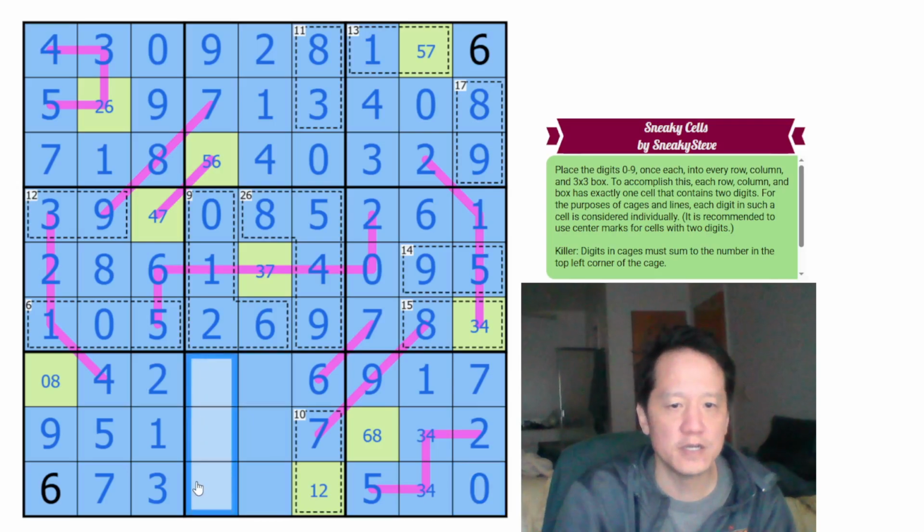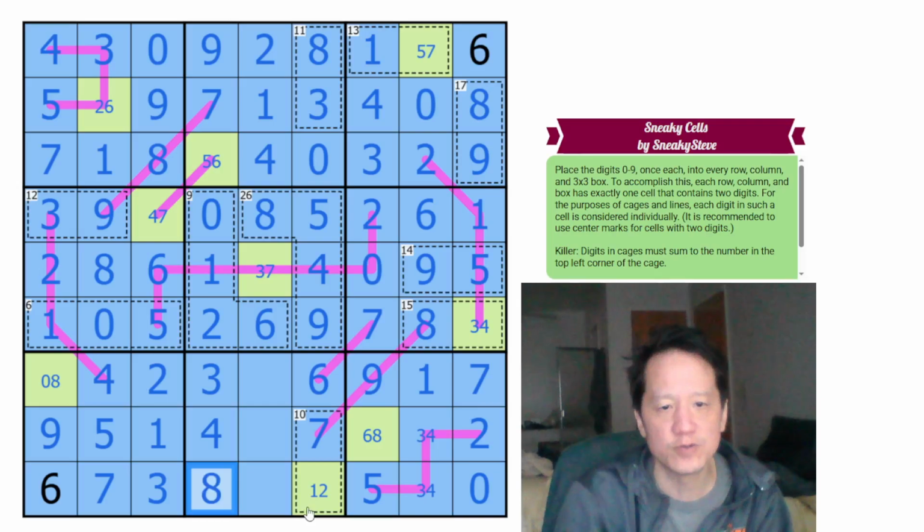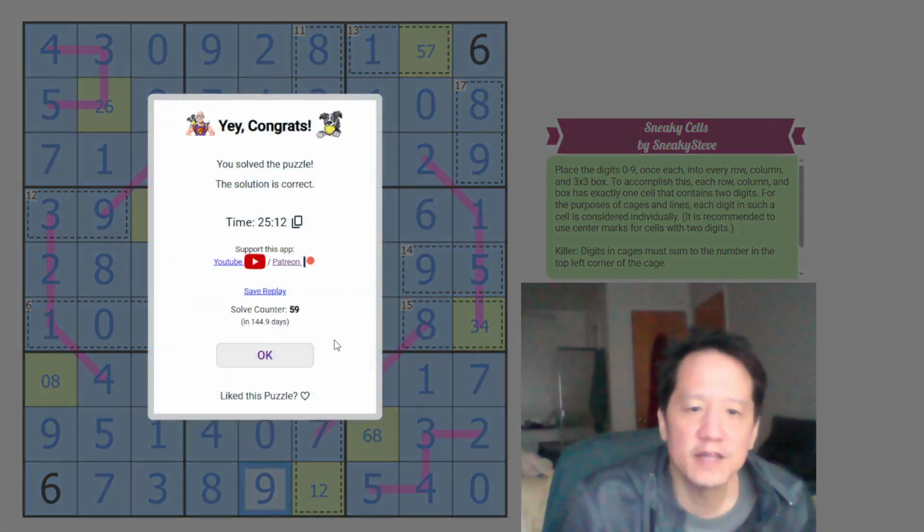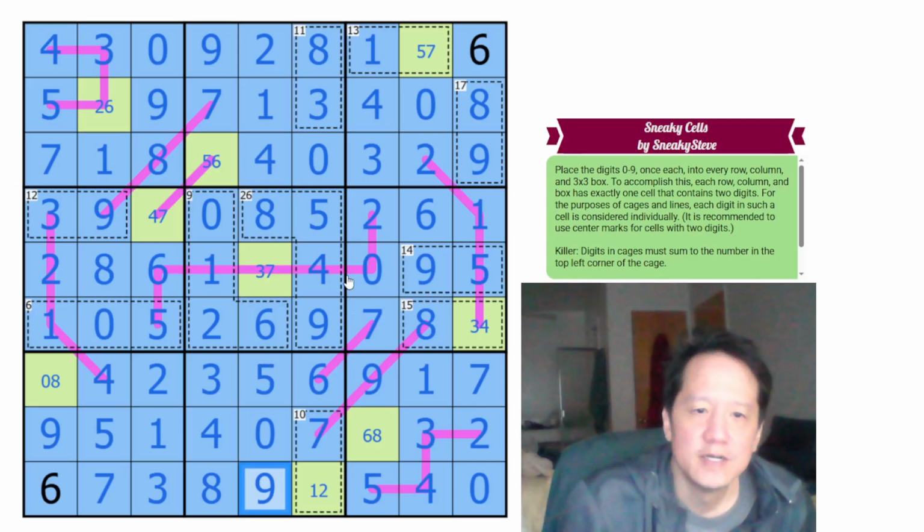Remaining digits in column 4 are 3, 4, and 8. This can't be 4 or 8 because of this 4 and this 8, so this must be 3. This can't be 8, so this must be 4, and therefore this must be 8. This can't be 3 because of this 3, so this is 4, which makes that a 3. And the remaining digits in column 5 have to be 5. This has to be 5. This has to be 0, and this is a 9. And that's how you solve it.